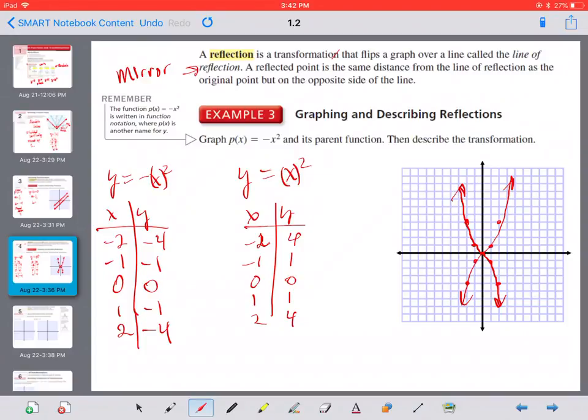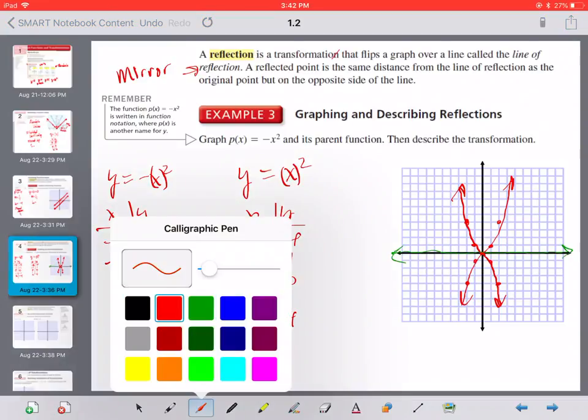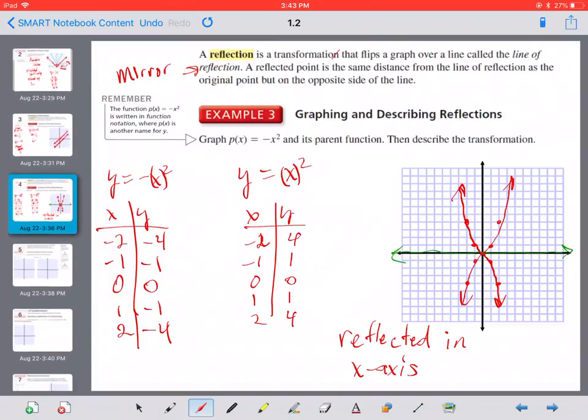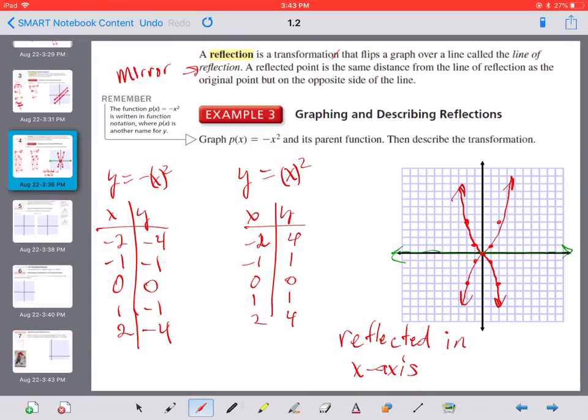So it should look mirrored, okay? And what we have, and I'll draw it a different color, is the x-axis acting as the mirror. So when we describe the change, we would say it's been reflected. And what's the name of the mirror? It's been reflected in the x-axis. That's the mirror that is doing the reflecting, the x-axis. Okay. We're going to pick up there in the next part, talk about the other kinds of transformations.